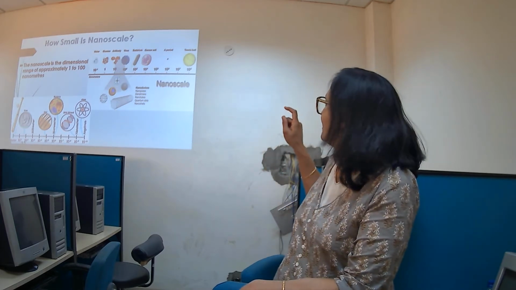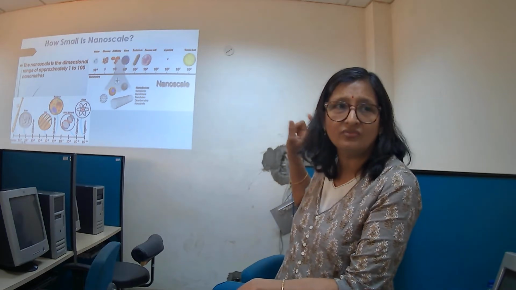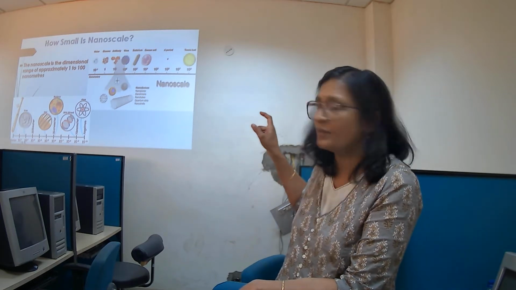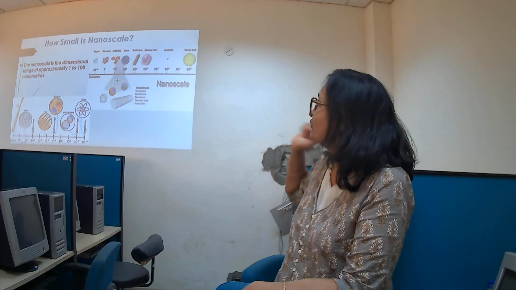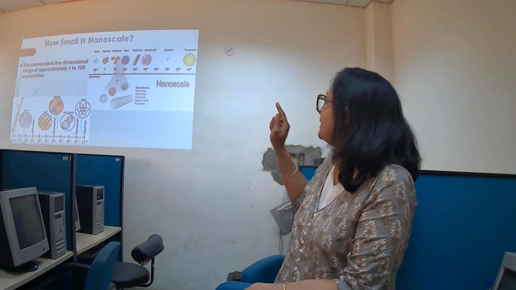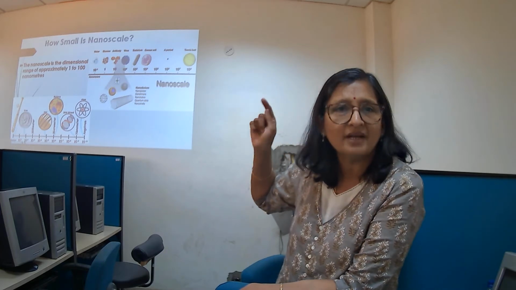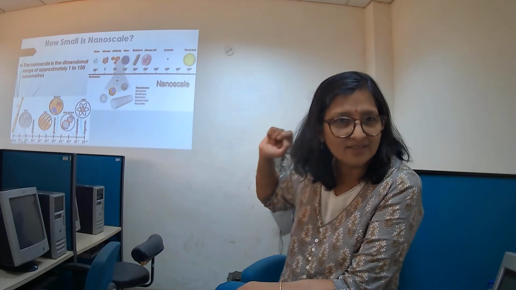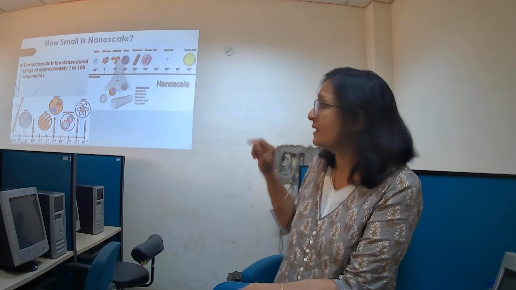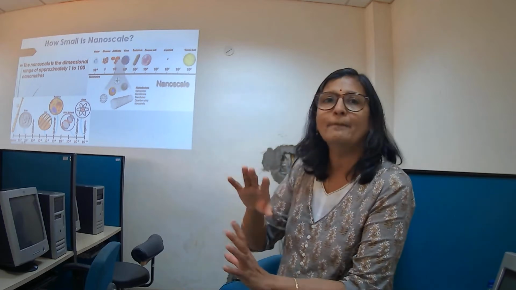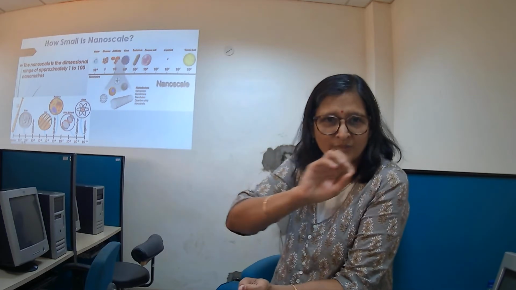If we talk about the size of a tennis ball, it is near about 10 to the power 8 nanometers. Whereas the size of a water molecule is about 1/10 of a nanometer, that is in the angstrom range. Here we are just comparing the articles on the basis of size.